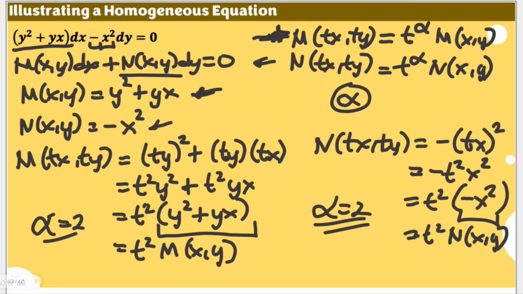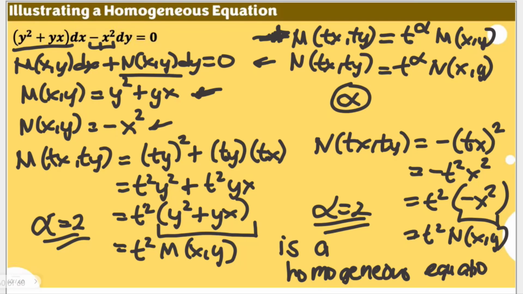Since both alphas are of the same value, we can now simply say that our given equation is a homogeneous equation. And with that, we are now good to continue on a separate video in solving this given homogeneous equation.